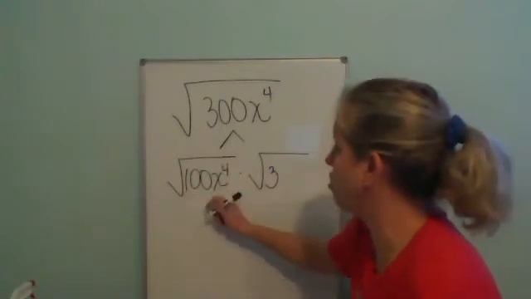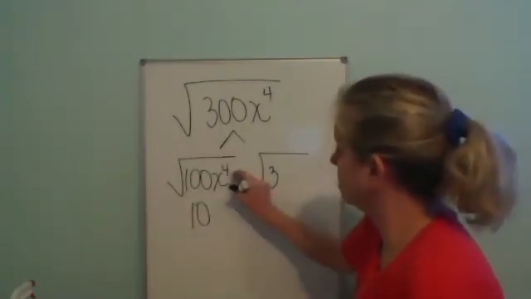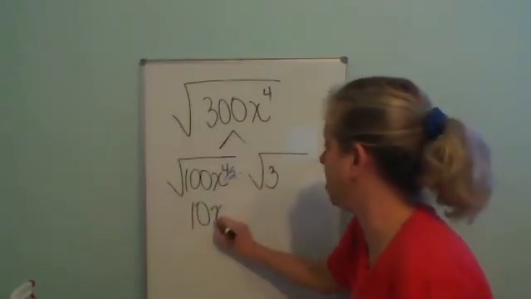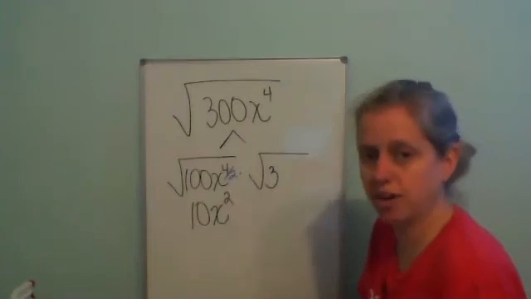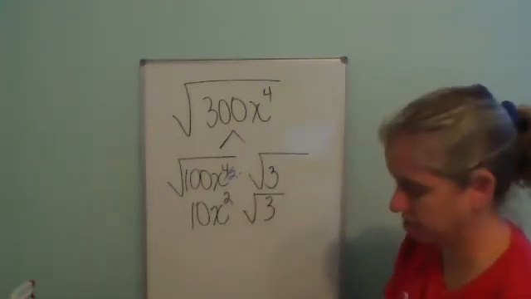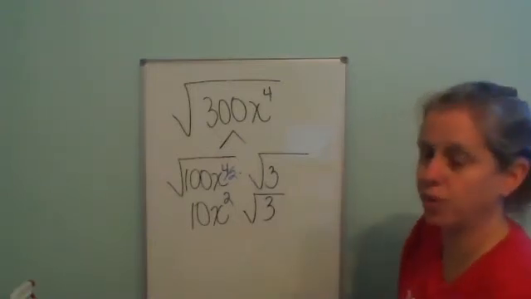So what is the square root of 100? It's 10. Divide your exponent by 2. So when I divide that exponent by 2, I get x squared. Remember, this is trash. It just always comes down. So 10x squared, square root of 3.